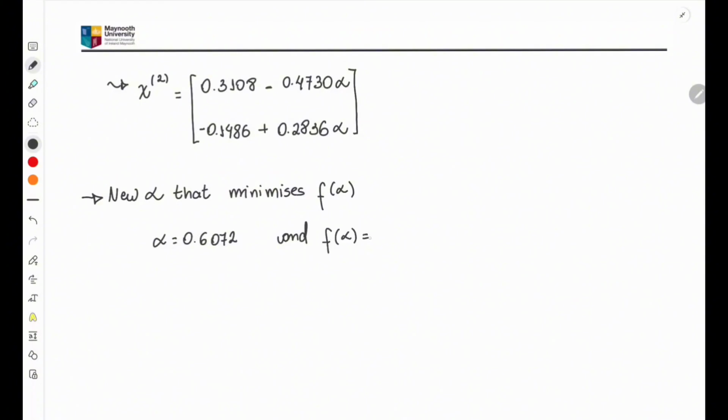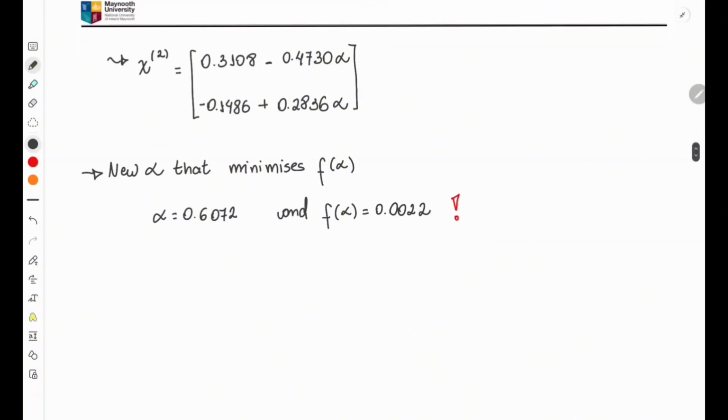And we get alpha equals 0.6. We also check if it's a minimum, so we check our second derivative, and in that case we can see that it's a minimum, and we are really close to 0 now. So finally, we can find our x2.